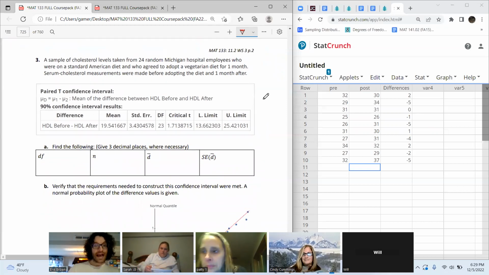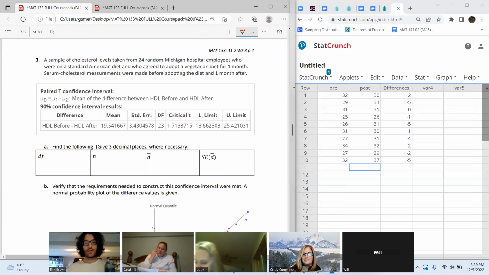Can you read the output? The first thing I want you to tell me is what test has been done based on what you see in the output here. Is this a hypothesis test or a confidence interval? Confidence interval. Mhm. How do we know? Because it says paired T confidence interval. Good. Okay.